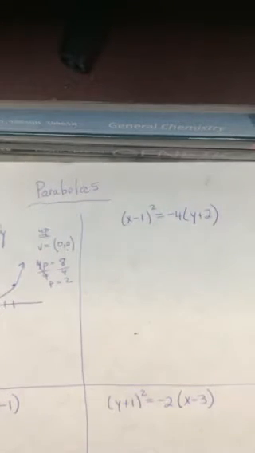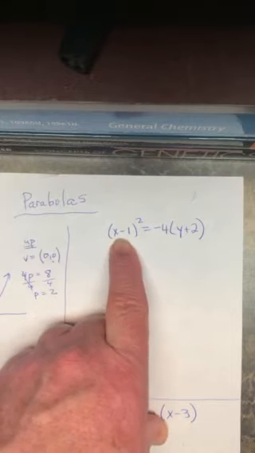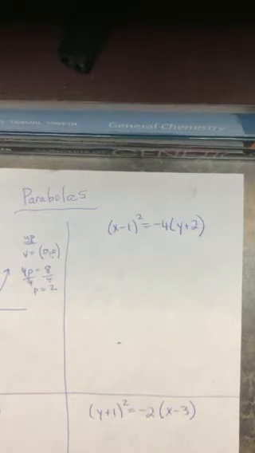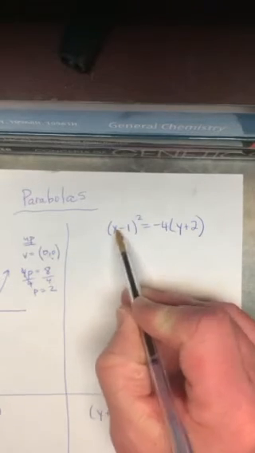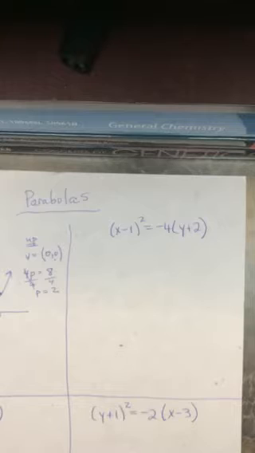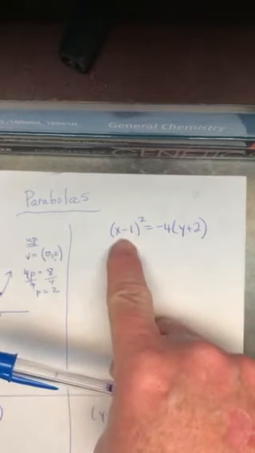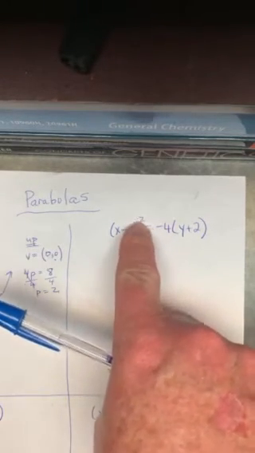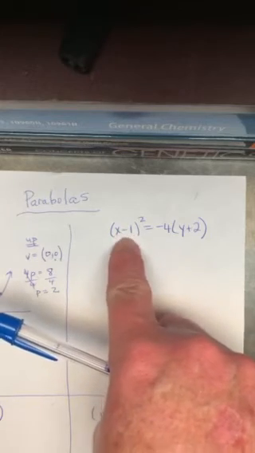Look at this thing here. Looks crazy. (x minus 1) squared equals negative 4 times (y plus 2). Well, first of all, guys, there's only one letter squared and one letter not squared. So it's not a circle, it's not an ellipse, it's not a hyperbola, is it? It's got to be a parabola. And yes, it's in standard form because the squared quantity is by itself.